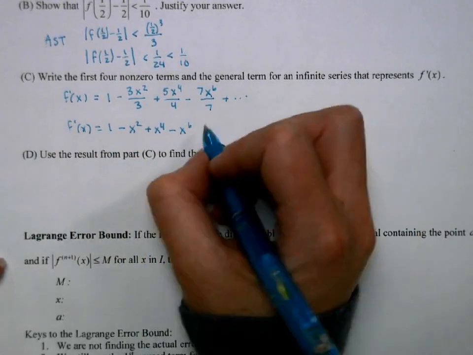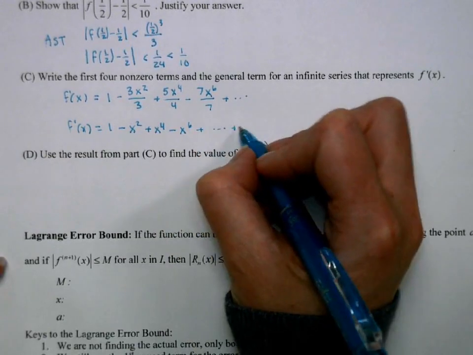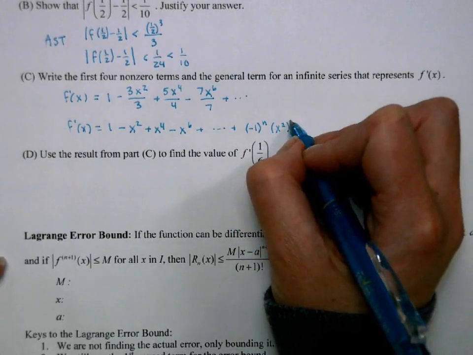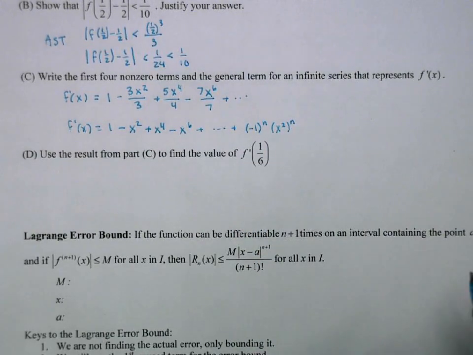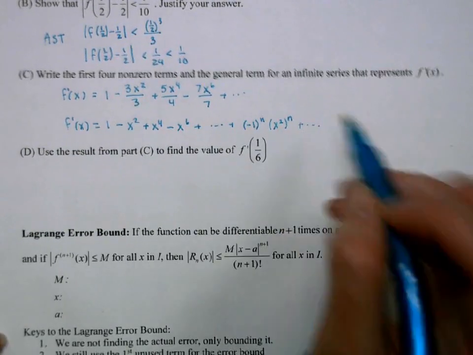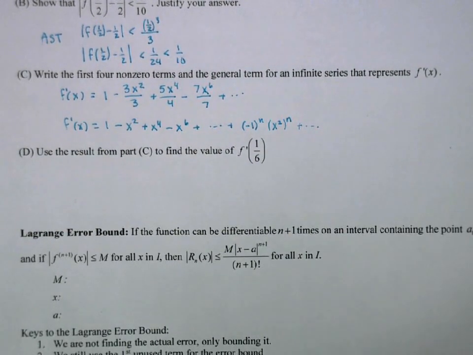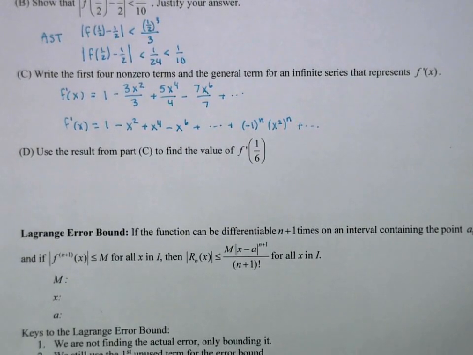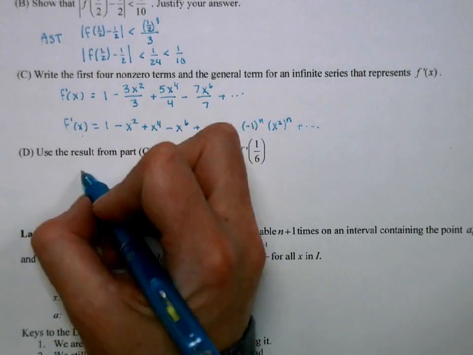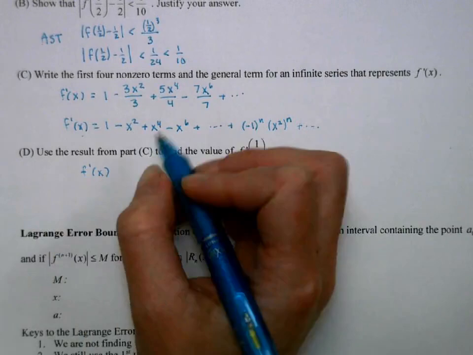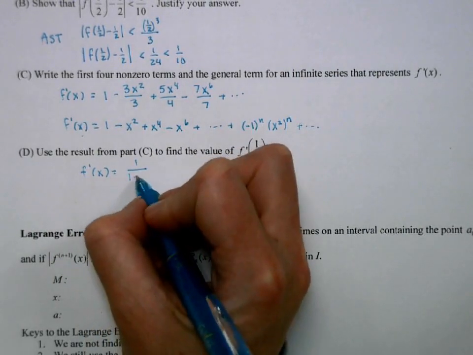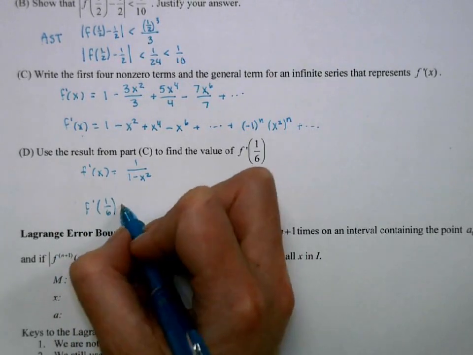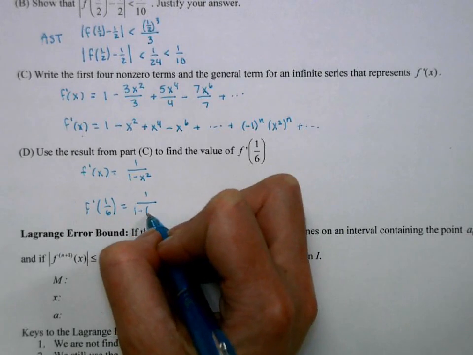So we have our terms that are alternating. And we have x squared to the n for our general term. Okay, then it says use the result from part C to find f prime of 1/6. So it doesn't say estimate, it says find it. Well, if you notice, this is actually an infinite geometric series with a1 of 1 and a common ratio of x squared. So what I can do is plug my 1/6 into that. And we do not need to simplify, we'll leave it just like that.